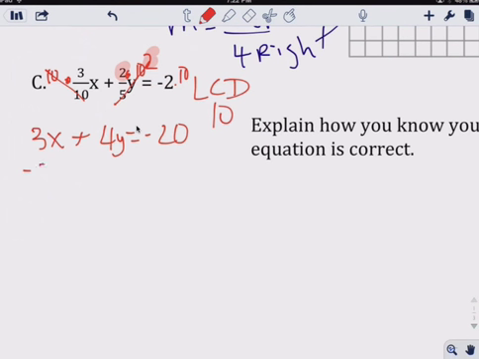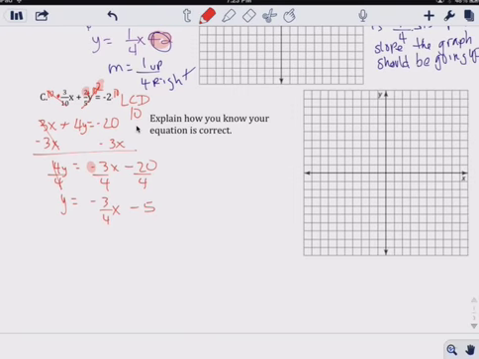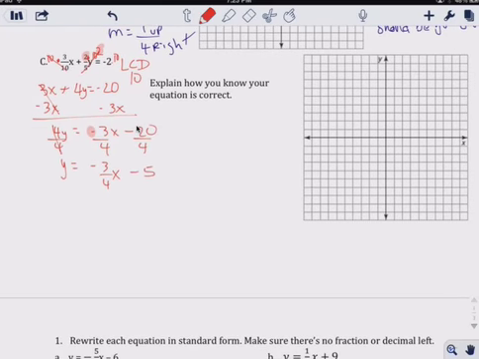Minus 3x, minus 3x. 4y equals negative 3x minus 20. Divide by 4, divide by 4, divide by 4. This graph should be going down because it's a negative slope. Y equals negative 3 over 4x minus 5. So negative 5 is the y-intercept right here, that's b.